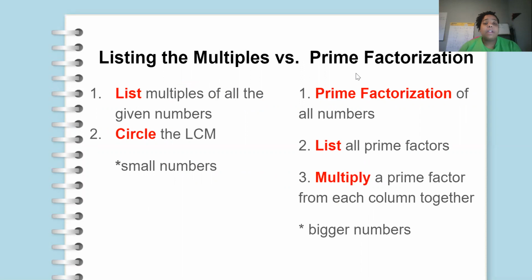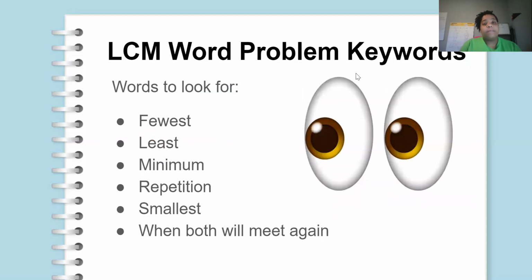The first thing I want to do is list the multiples of all the given numbers and circle the LCM. This is really good for small numbers. Or I can do the prime factorization, where I find the prime factorization of all the numbers. I list all the prime factors below it, and then I multiply a prime factor from each column. This is really good for bigger numbers where I don't know their multiples off the top of my head.